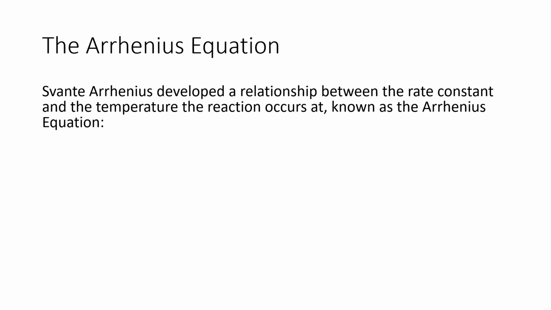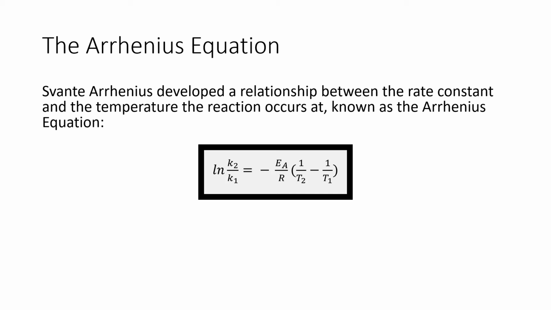So now we're going to look at how we can relate the rate law to the temperature of the reaction, and we're going to use the rate constant to do this. We're going to use the Arrhenius equation to relate the rate constant to temperature, and then we can use that to relate temperature to the rate law. Svante Arrhenius developed a relationship between the rate constant and the temperature that the reaction occurs at, known as the Arrhenius equation.